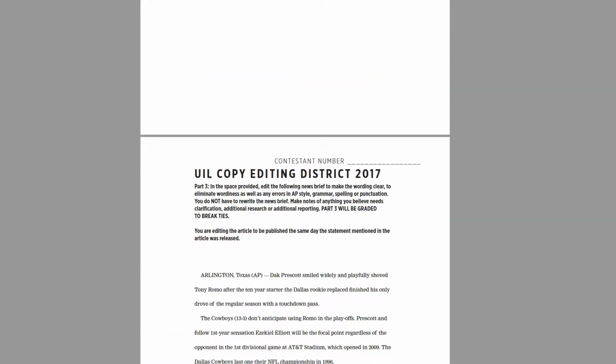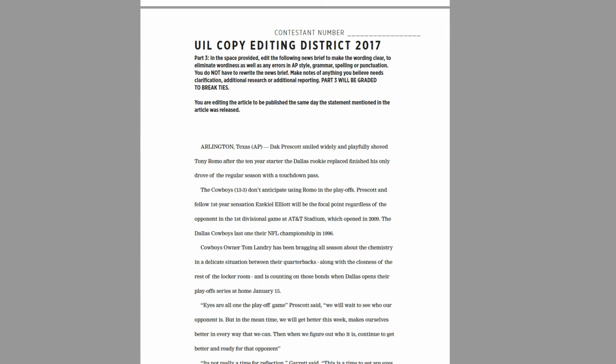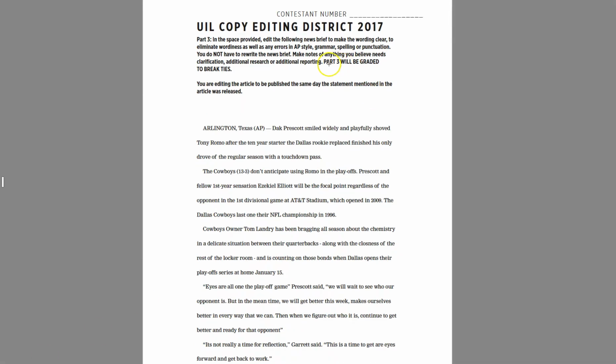The last part of the copy editing test is part 3 here. This is what they use as the tiebreaker. So they're going to look at those first 2 pages first, and they're going to separate the good from the great. And then they're going to look at those great ones, and they're going to look at this third piece and see how they do on that. And in this one, they really open it up.